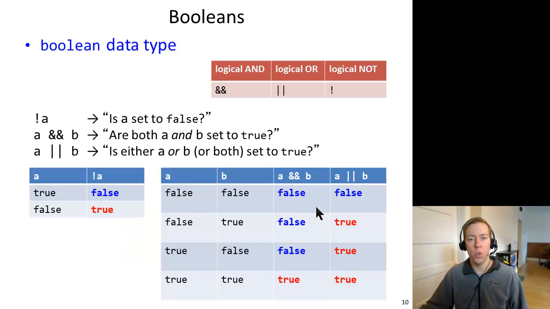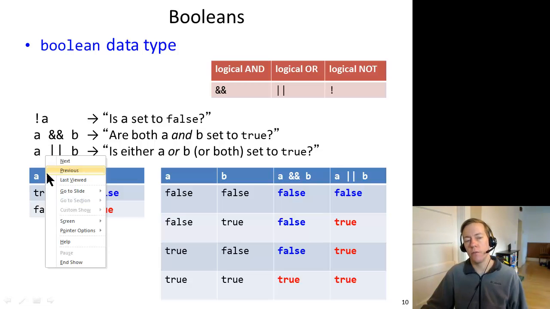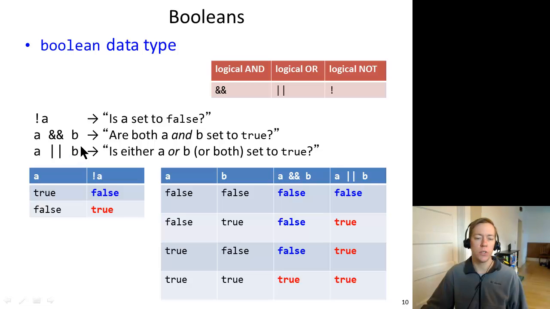Here's more about the Boolean data type. If you do something like exclamation mark A, what you're asking is, is A set to false? This actually evaluates to true if A is false. If you say A ampersand B, you're asking, are both A and B set to true? Whereas if you ask A vertical bar B, logical or, is A true, or is B true, or are they both true? And here's a little truth table. If A is true, not A is false. If A is false, not A is true. Simple enough. It just inverts from true to false and false to true.